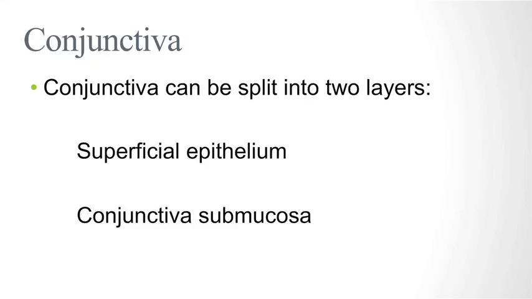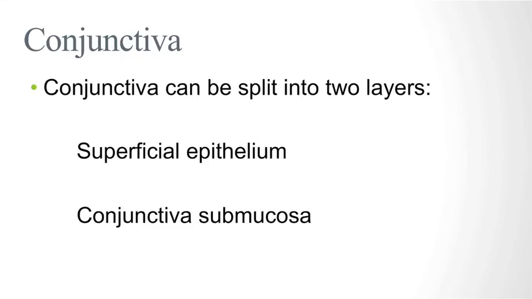The conjunctiva can be split into 2 layers: superficial epithelium. Palpebral conjunctiva is stratified squamous epithelium. Bulbar conjunctiva is stratified columnar epithelium, and the limbus is stratified squamous epithelium.